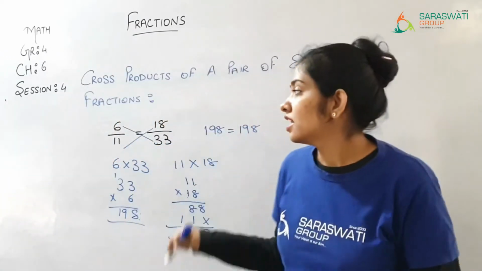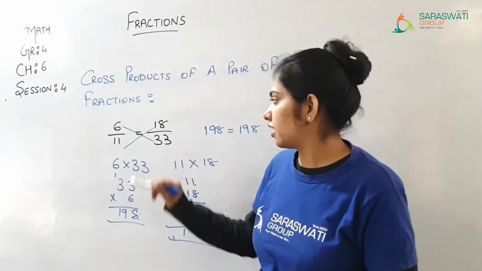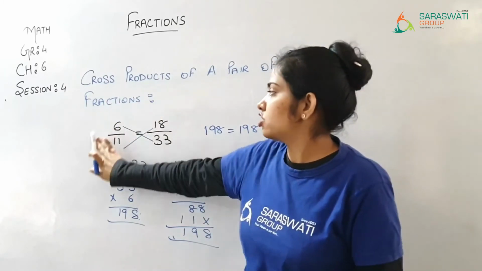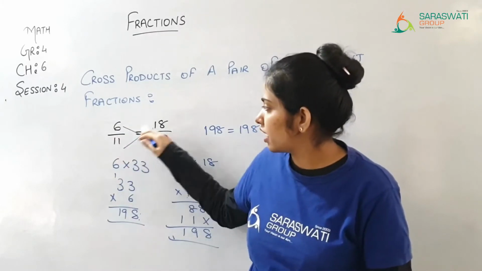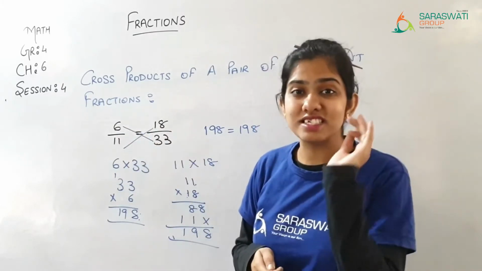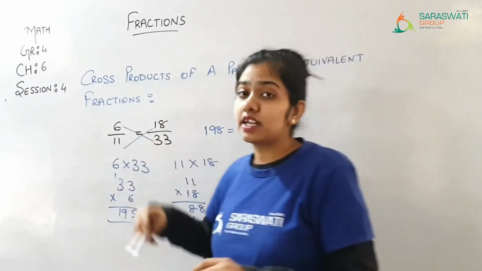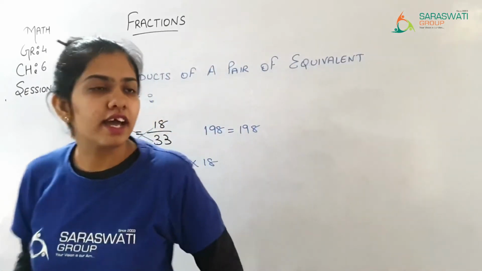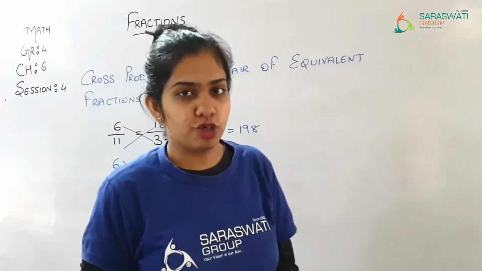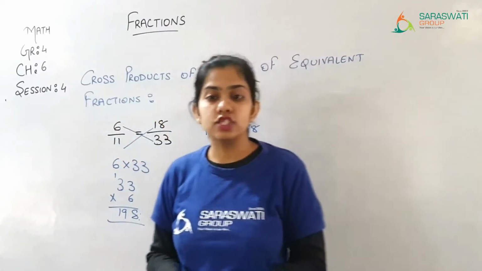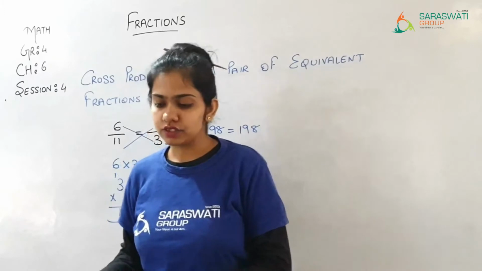ये एक fact हो गया कि हमें चेक करने के लिए पता चल जाएगा कि ये दो जो फ्रैक्शंस हैं वो एक दूसरे के इक्विवेलेंट हैं या नहीं। By cross multiplying the numbers, if the product is same, क्रॉस मल्टीप्लाई करने से अगर हमें प्रोडक्ट सेम मिलता है, then yes, that fraction is equivalent fraction. Okay, equivalent to each other.